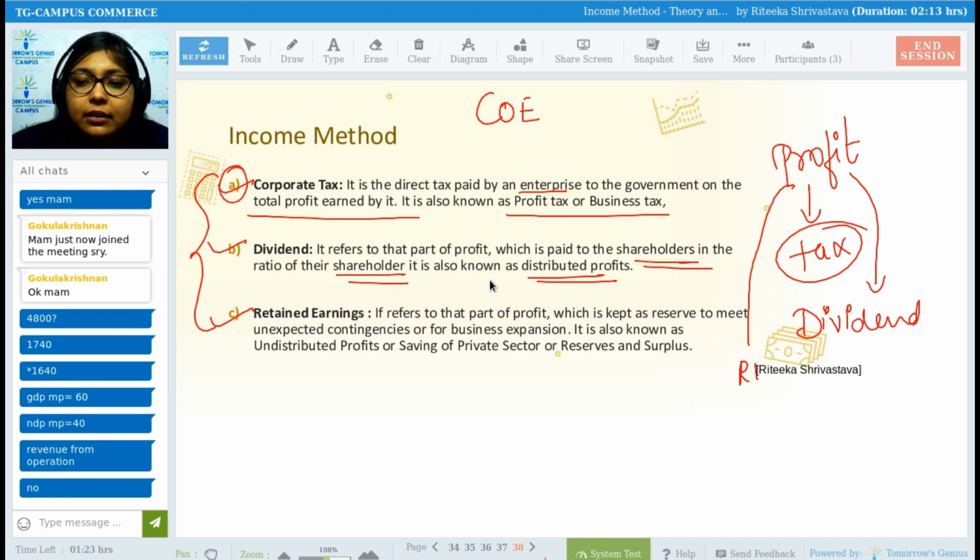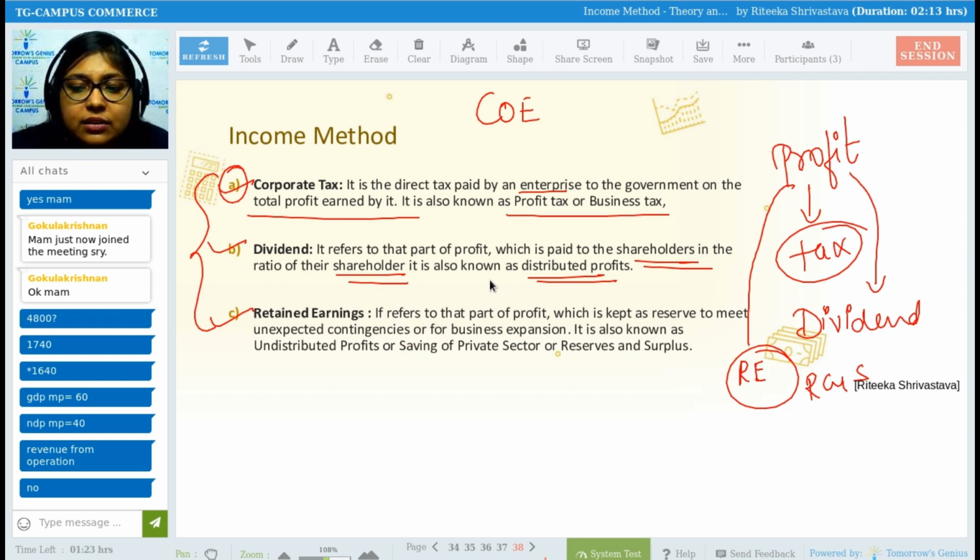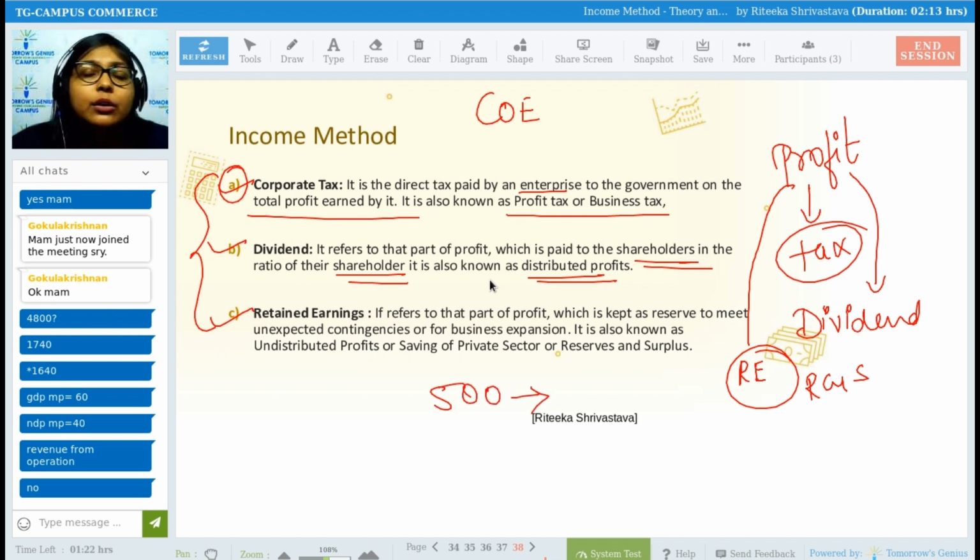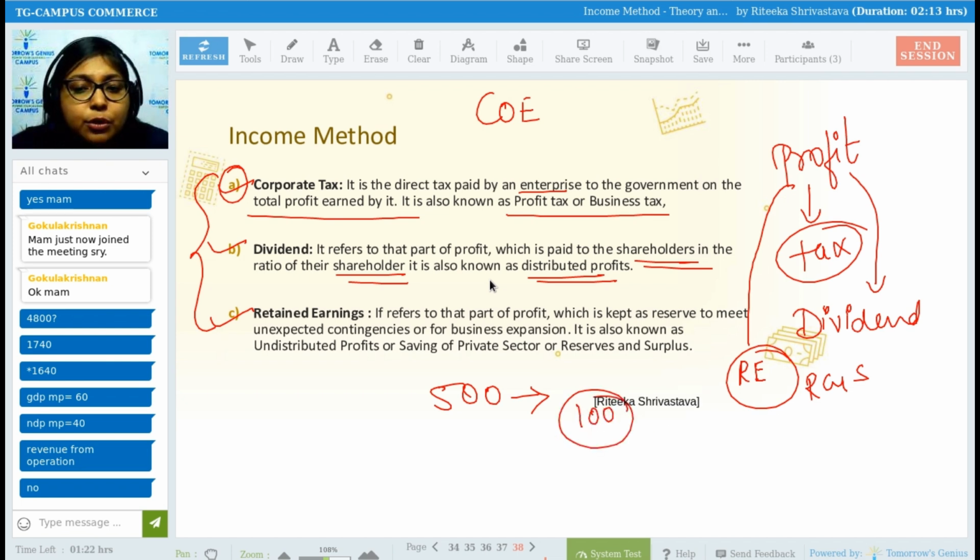Third comes the retained earnings, or you can also call it reserves and surplus. So what is retained earnings? Retained earnings means the part of profit which is saved, which is not used as of for now. So 500 was my profit, doing all the distributions and all, now I am remaining with 100 rupees. I'm going to keep this 100 rupees aside, and later on in future, if required, I will be using that 100 rupees in the organization. So this 100 rupees is nothing but retained earnings or reserves and surplus.